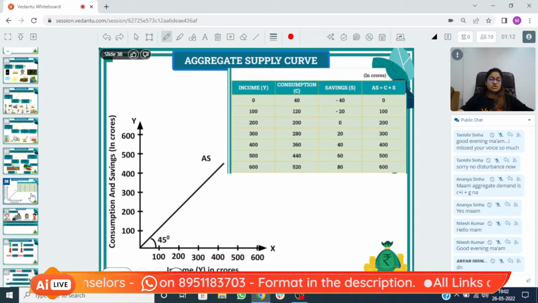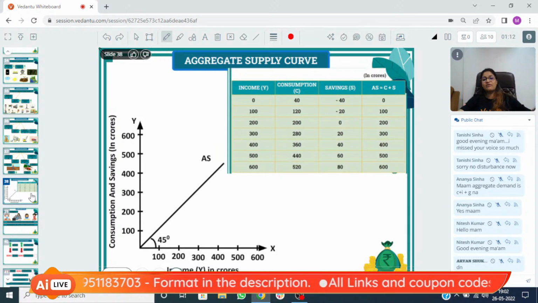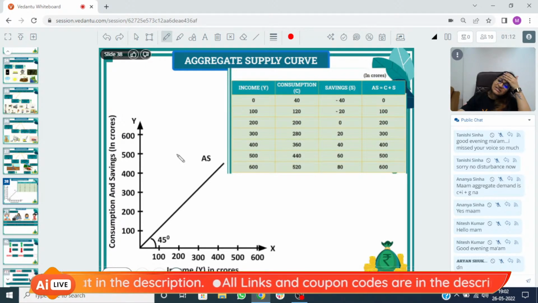Barabar, everyone? Chalo, I am giving you all 2 minutes to draw the diagram of aggregate supply. Everybody quickly start drawing.